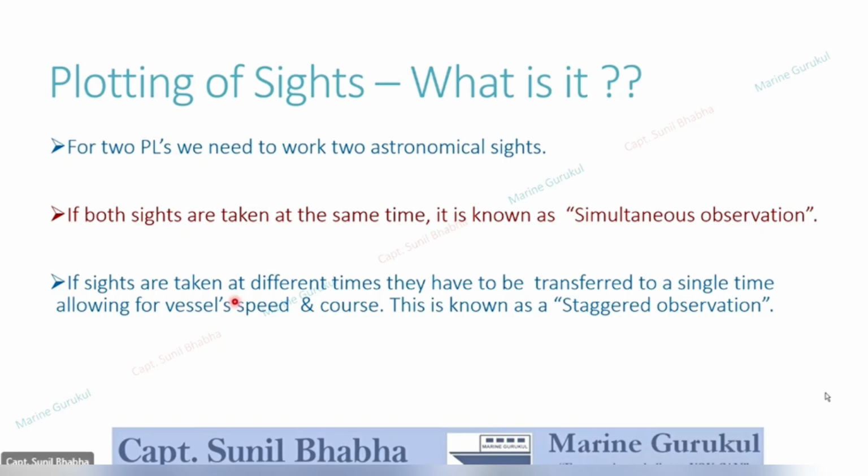If sights are taken at different times, then they have to be transferred to a single time. While transferring, we have to allow for the vessel's speed and course, and if there is any external factor like wind or current, they also have to be taken into account and the position line transferred. Now this kind of observation is known as a staggered observation.